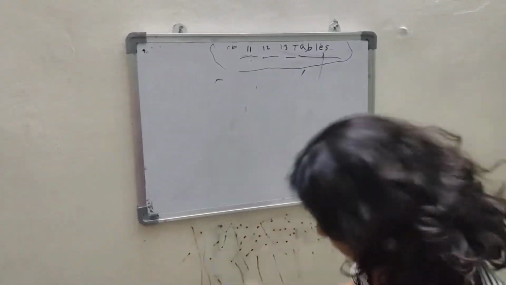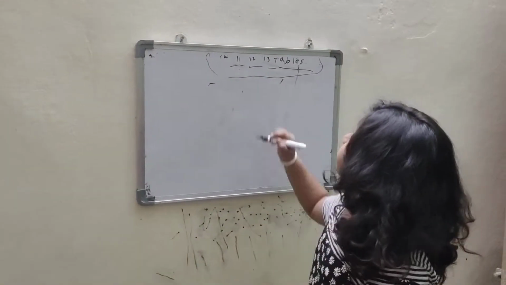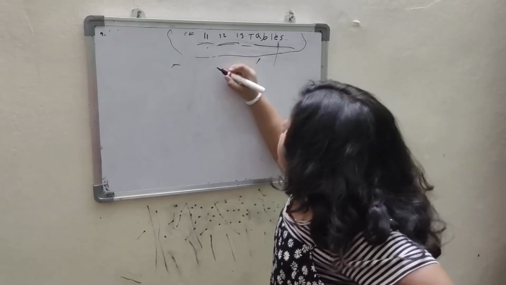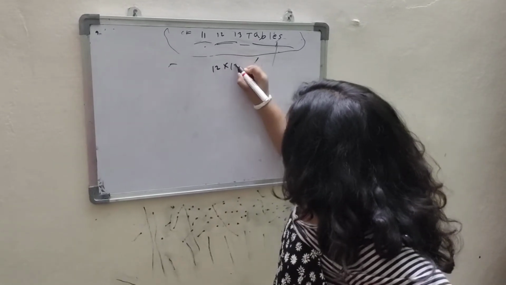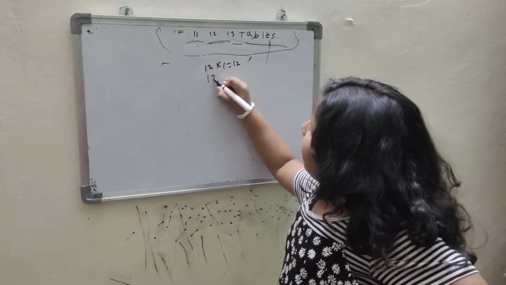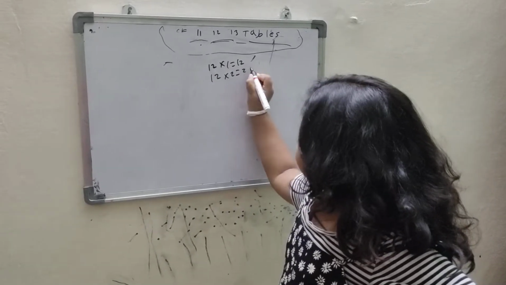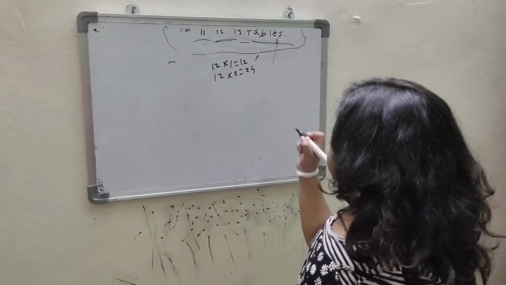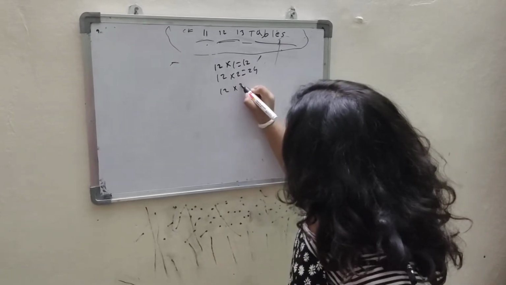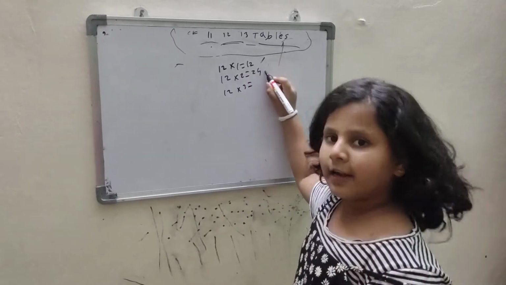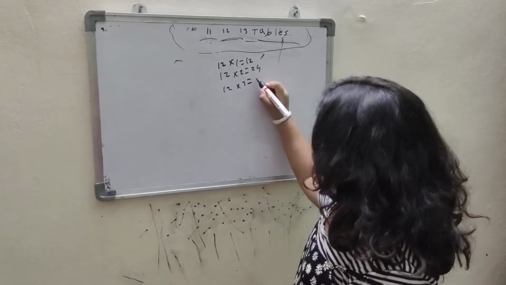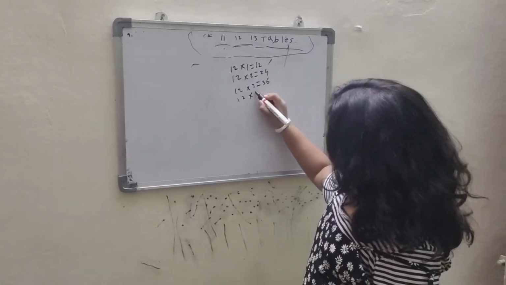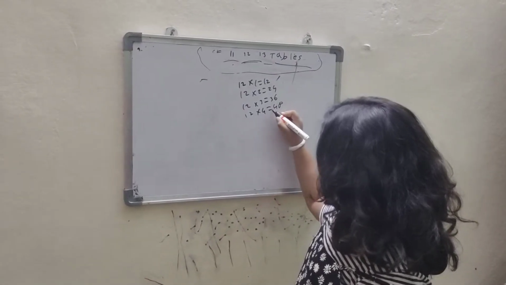Now let's learn the 12 table. 12 ones are 12, 12 twos are 24, 12 threes are 36, 12 fours are 48.